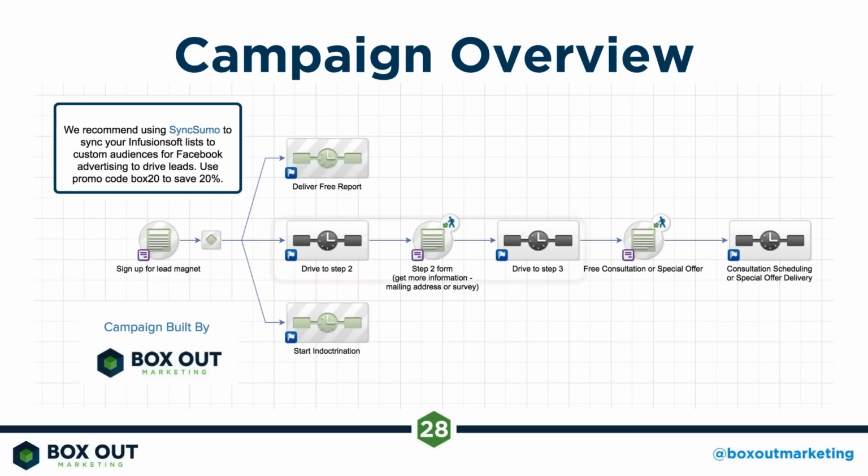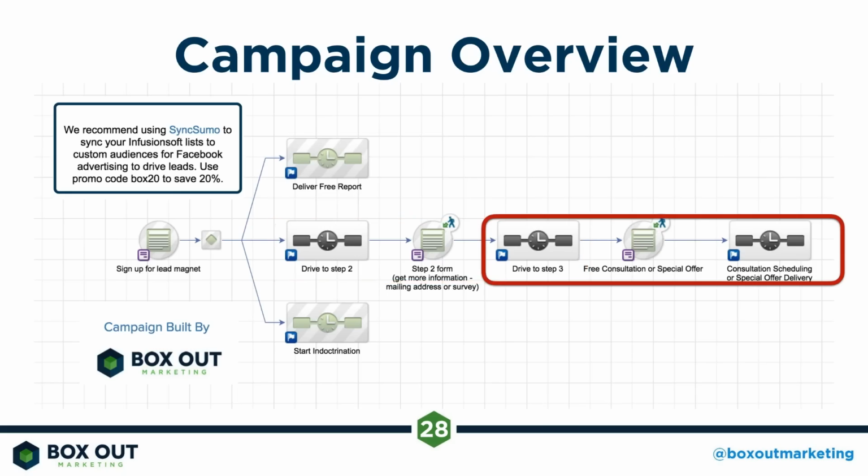All right. Next, we've got the sequence that drives to step 2. So they're going to land on step 2 immediately. But if they don't fill it out, then we've got some follow-up emails saying, hey, you didn't get your hard copy of this along with the DVD. Why don't you go back and fill out the form, right? So we might try that a couple of times. We've got the form. And then that form, of course, has follow-up driving to step 3, which is, in this case, the consultation or special offer form. And then after that, we have a sequence to deliver the consultation or the special offer.